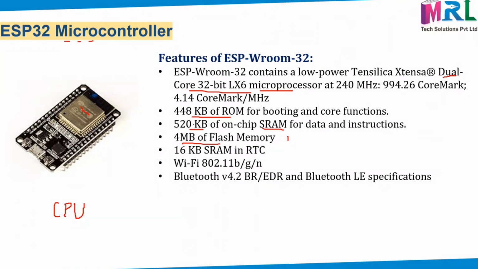MB means megabyte. Mega means 10 power 6, I think. Kilo means 10 power 3. K means kilo, 1000. Byte means 8 bit. So you will learn more when you grow and you study more physics.